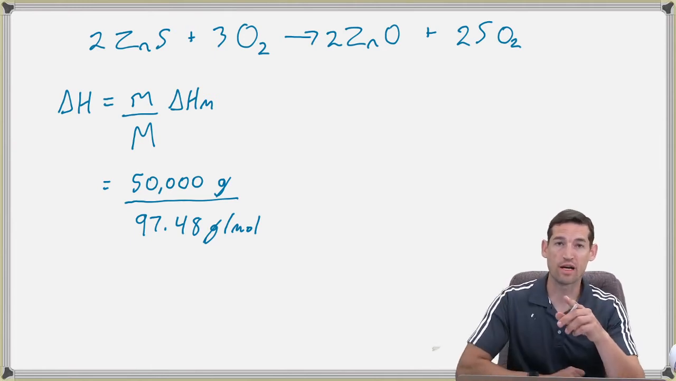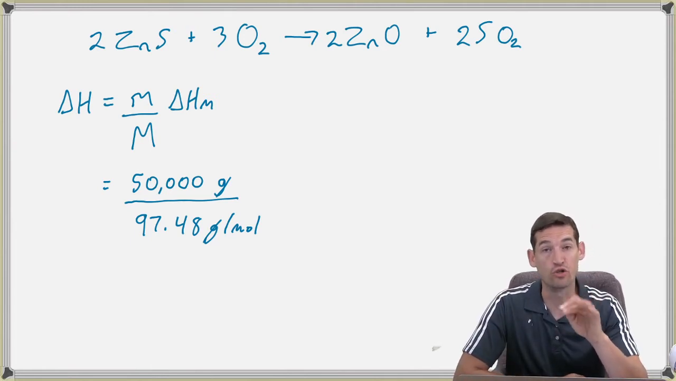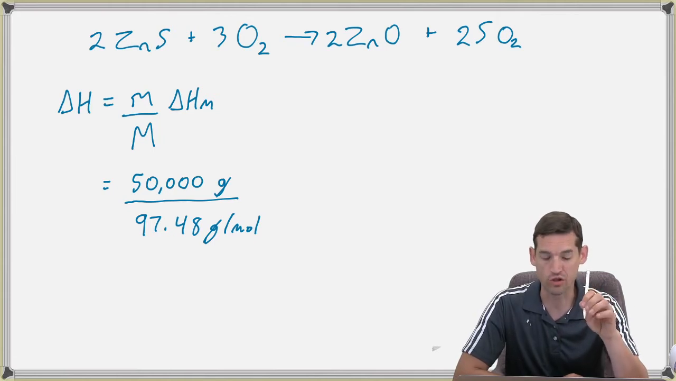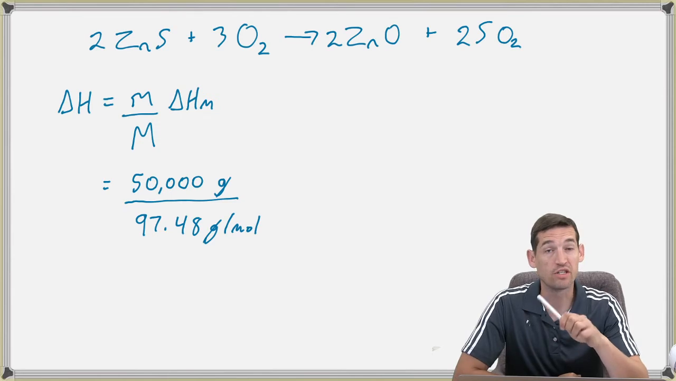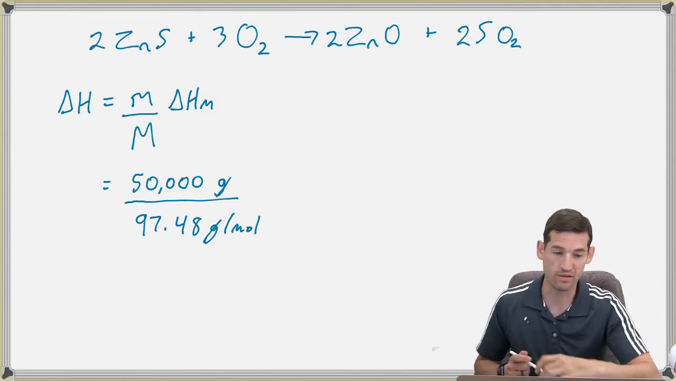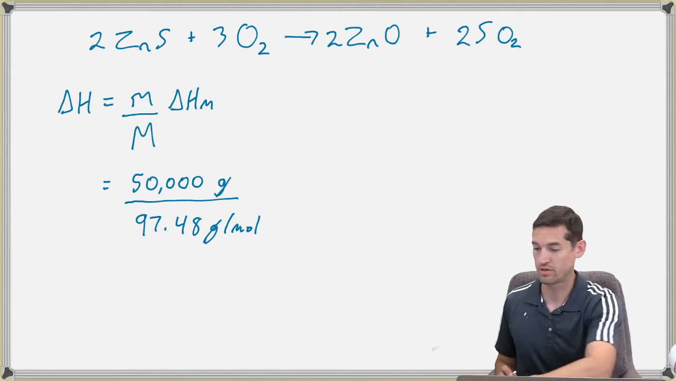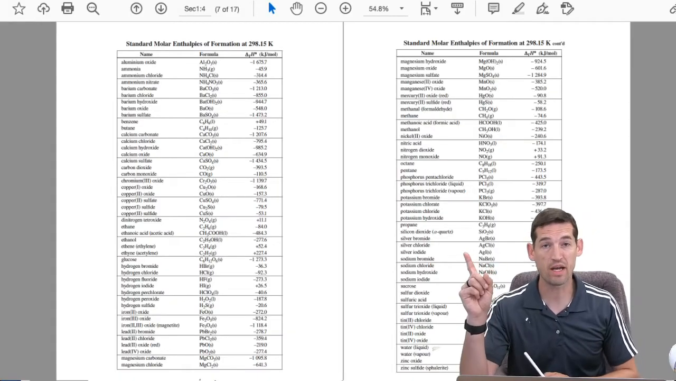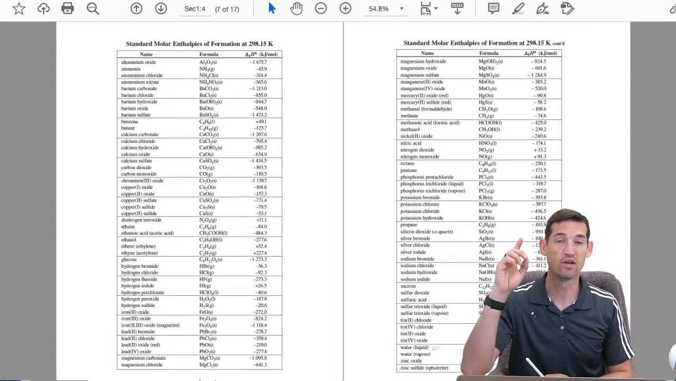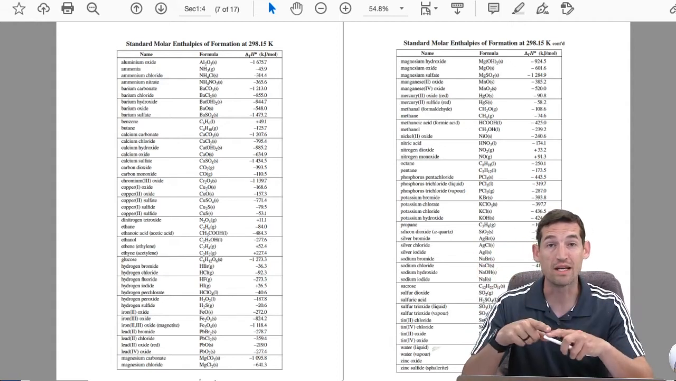Here's one trap that a lot of people fall into. Don't go to your data booklet and use the delta FHM for zinc sulfide. The reason you can't do that is remember that those numbers in your data booklet, actually let me see if I still have it up here. The numbers on this page, remember if you read the top, are molar enthalpies of formation.